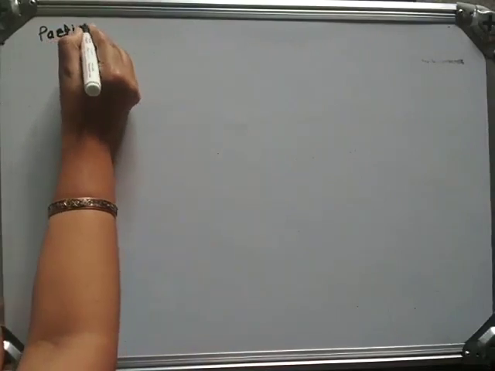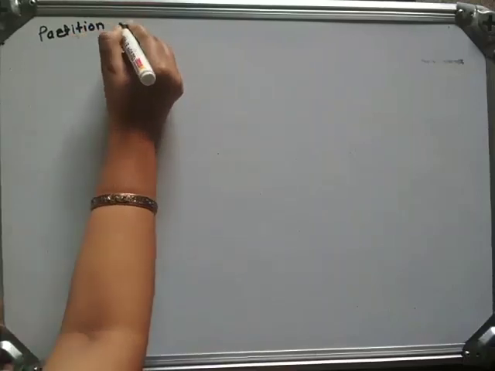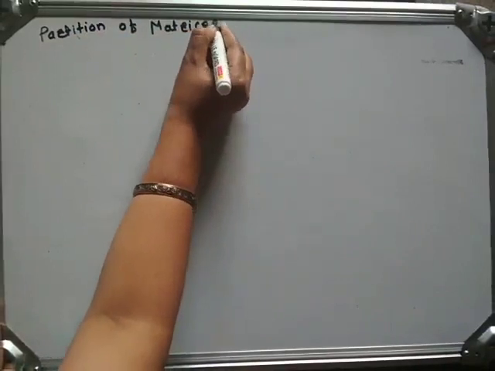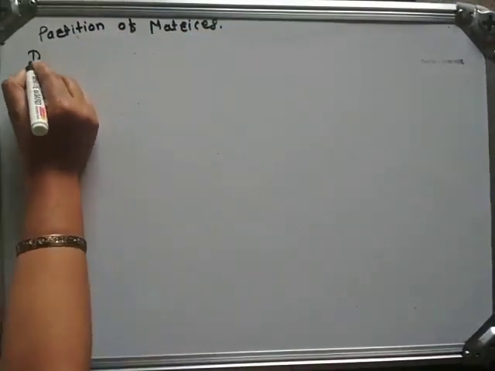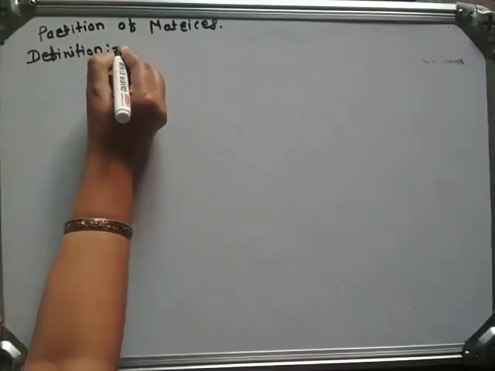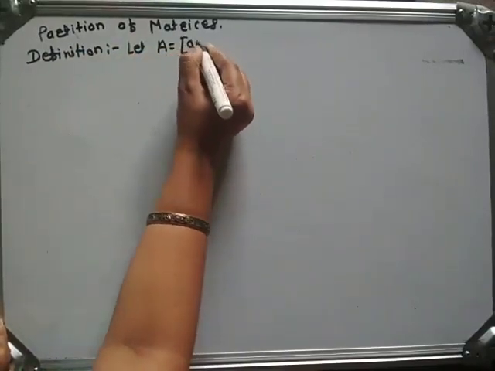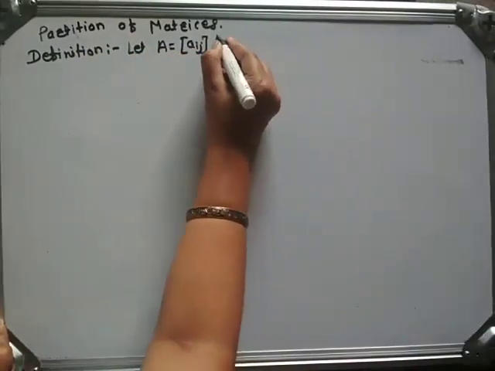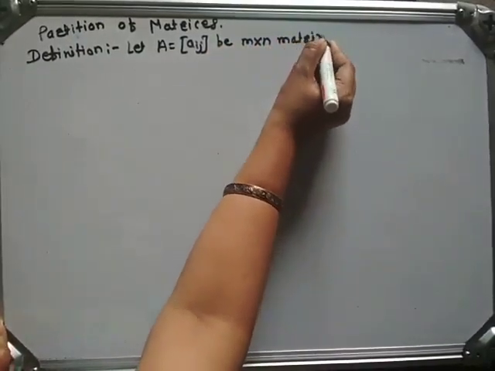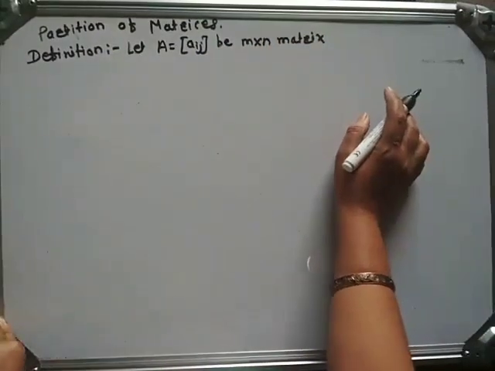Partition of matrices. Definition. Let us see the definition of partition of matrices. Let A equal matrix Aij be an m by n matrix.